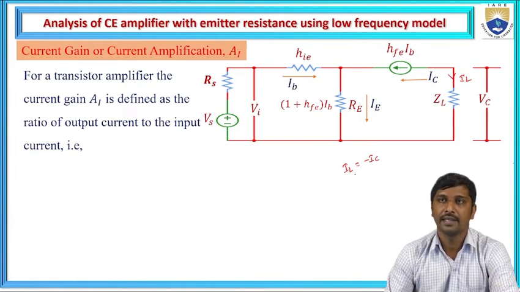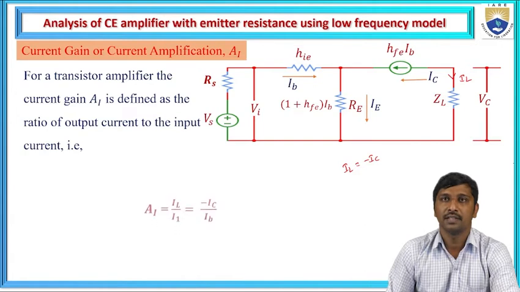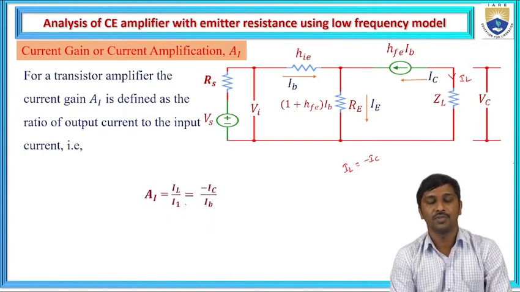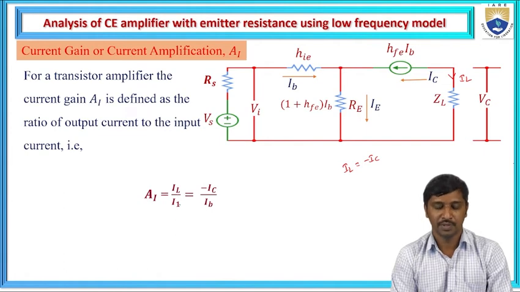Hence, IL is represented as minus IC. So here the minus is not a negative magnitude. This sign indicates the direction of flow of the current across the load resistance. So from that, we define the current gain. It is the ratio of output current to the input current.